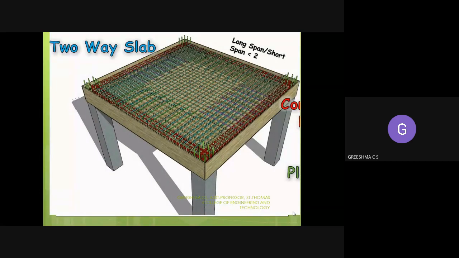Okay, students, so we can continue now. We were studying the reinforcement details of a two-way slab. We have completed the reinforcement along the shorter direction. Now we were doing the reinforcement along the longer direction, where we design for the middle strip.